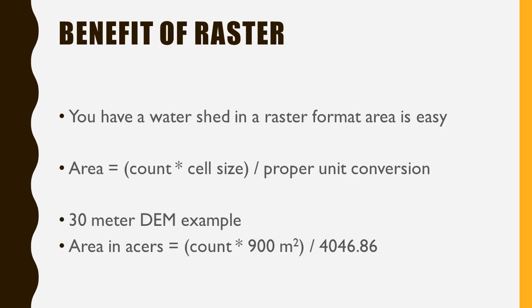It's easier if you're in ArcGIS to calculate basins than it is to identify watersheds by pour points. So why do we do a lot of this stuff in raster? Remember, raster is faster, but vector is correcter. So why do we do it? Well, if you have a watershed in raster format, it's easy to calculate areas, and it's easy to do a lot of things. Once you know the number of cells, you can just multiply it by the cell size squared, do some unit conversions, and voila! You know exactly how much area you had.